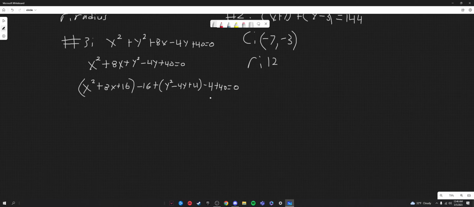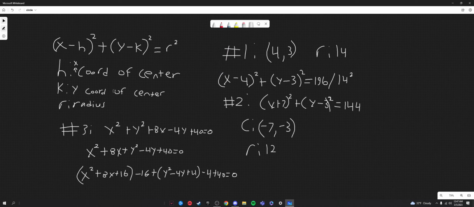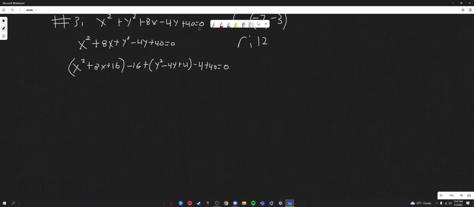equals 0. Now the reason we did this is that we can essentially factor these, because they're now perfect squares, to make it look like our original equation. So let me do that real quick. This comes out to x plus 4 squared, and we still have the minus 16 out to the side. This one becomes, I believe, y minus 2 squared. And after doing that, we're going to add these constants: negative 4 plus 40 plus 36.